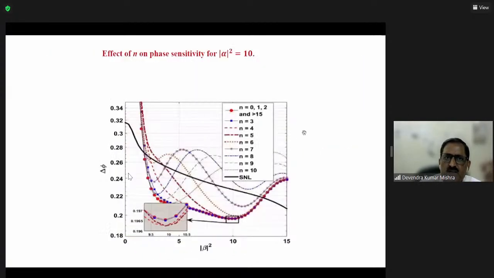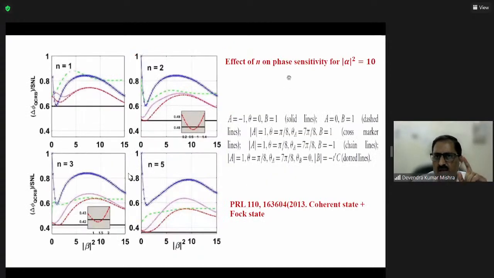So these are different studies under different cases. We can see here the effect of N on phase sensitivity in the case of SCFS. We can see here the value for N equal to 3 as well as N equal to 0. We have better sensitivity as compared to other cases. The effect of N on phase sensitivity for mod alpha square equal to 10 can be seen here. This case is depicting the better sensitivity in our case, which is the combination of coherent state as well as SCFS.